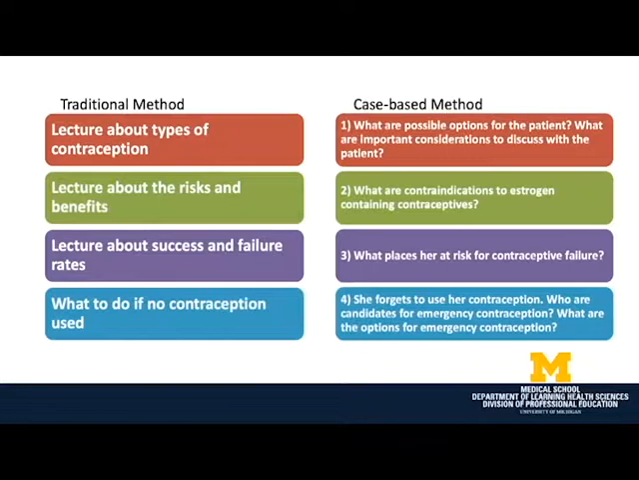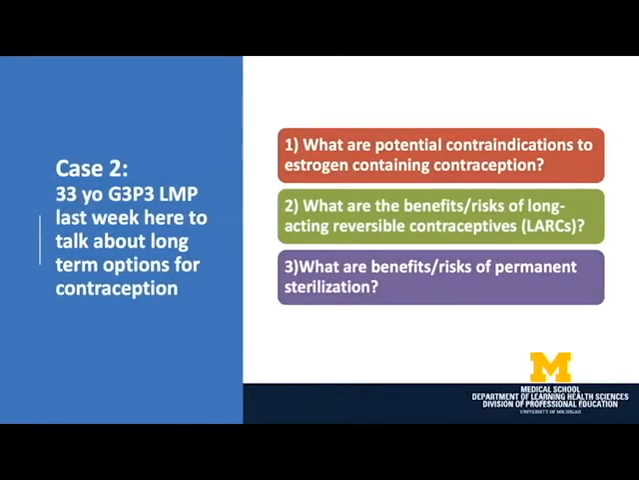Right? So let me go through one more example. So here's a second case that I used. A 33-year-old woman with 3 children whose last menstrual period was a week ago comes to the clinic to talk about long-term options for contraception. So other questions could not only be, what types of long-acting reversible contraception or LARCs could she use, but you could see again, we want to think about what are the risks of using estrogen, what are the benefits and risks, how would you counsel a patient about permanent sterilization. So you can see that when you craft the questions, that will help the learner step through higher order understanding.